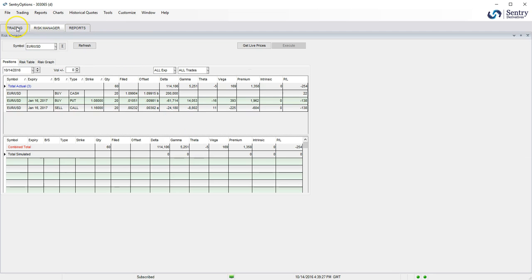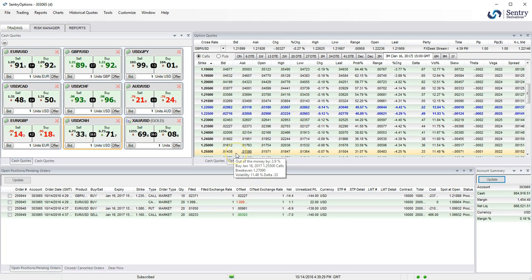Okay, so there you have it. That's an introduction to our risk manager. Please use your demo accounts to experiment with it. It's a very powerful and unique tool. Or use your real accounts.